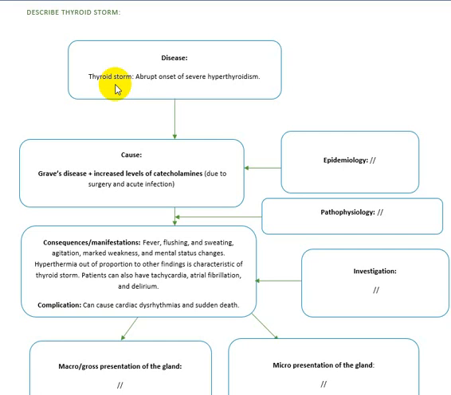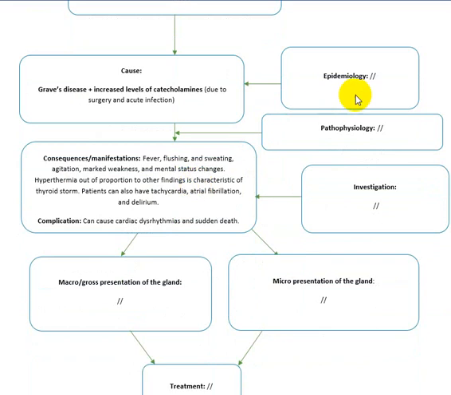So if somebody has Graves' disease and is suddenly stressed, he can have a thyroid storm, a severe increase in hyperthyroidism. So if you have Graves' disease and you are fearful of something, you can have increased catecholamines and you have the thyroid storm. So the cause of thyroid storm is Graves' disease plus increased level of catecholamines, and that increased level of catecholamines can be due to drugs, injections, surgery, acute infections. Epidemiology, nothing is said on it. Pathology, nothing is said on it.